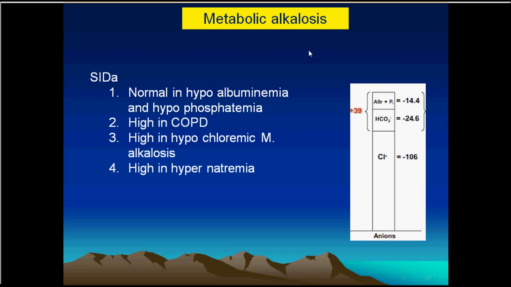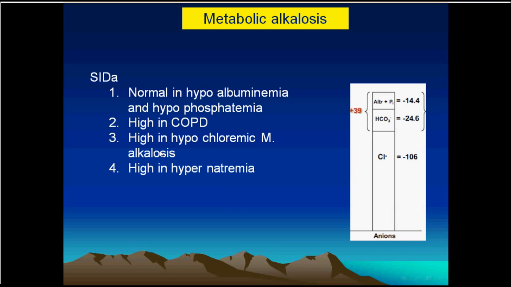Strong ion difference in metabolic alkalosis. Strong ion difference is between sodium and chloride. So this is normal. If there is hyperalbuminemia or hypophosphatemia, this is the relation with bicarbonate, no change in chloride. The strong ion difference will be high in COPD because the sodium and the chloride decrease in COPD. There is an increase in the bicarbonate with a concomitant decrease in the chloride. So the strong ion difference in this case would be more than 40, which is metabolic alkalosis as a compensation of this respiratory acidosis.